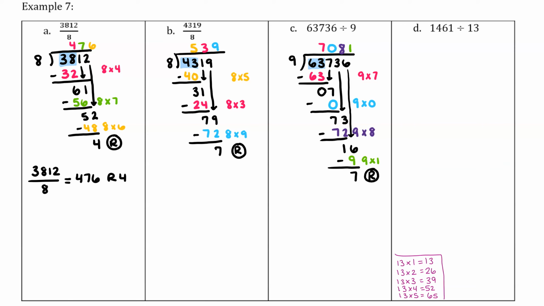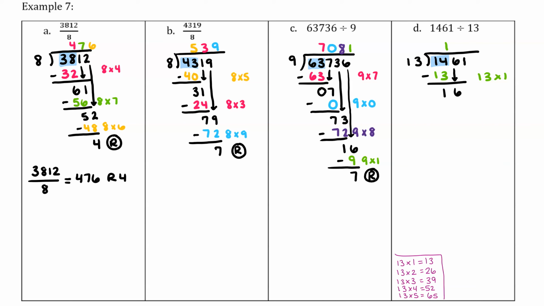So let's set up our problem. We want 13 to go into 1,461. What can I times 13 by to get close to 14? Well, 13 times 1 makes 13, and that's as close as I can get. So 1 is going to go upstairs, and 13 is going to come downstairs for subtraction. 14 take away 13 is 1. I bring down the 6.